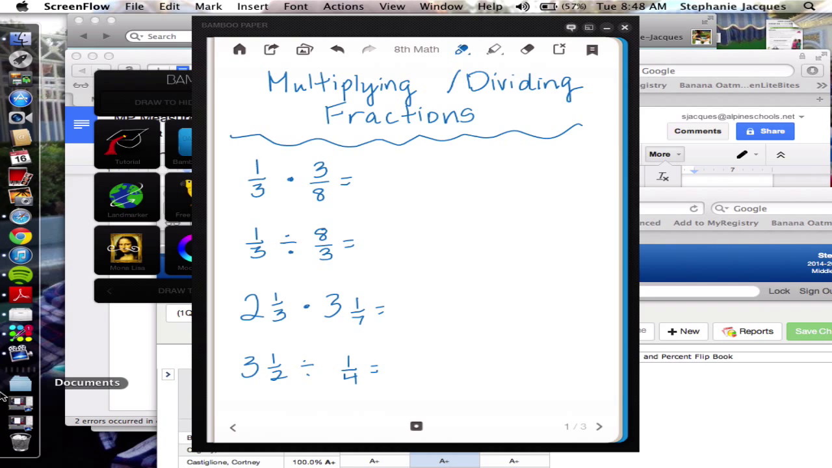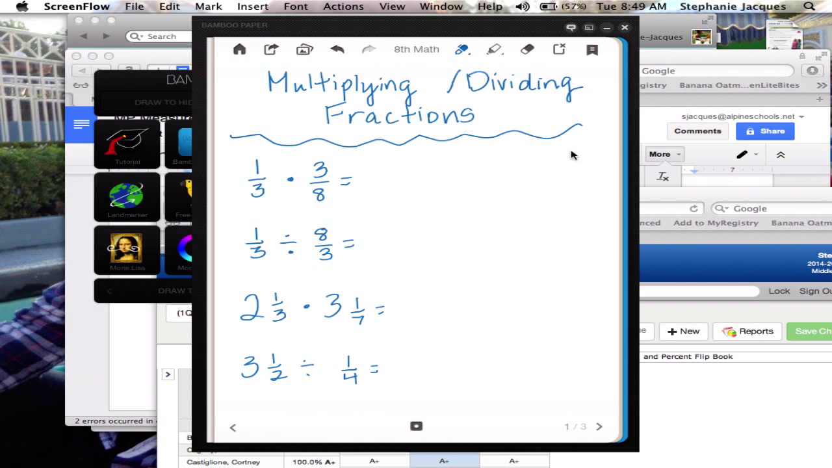One, you don't need a common denominator, so you could put "no CD" for common denominator. And also, you never really divide fractions. You're actually always only multiplying fractions. So let's look at how this works.